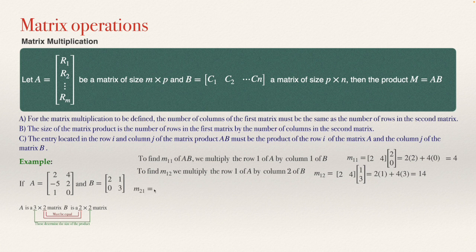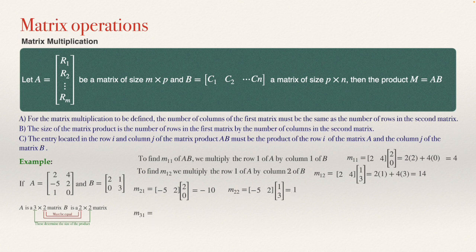And what about M21? It will be the second row of the first matrix multiplied by the first column of the second matrix. So it will be -5, 2 multiplied by 2, 0. So it will be -5 times 2, that is -10, and 2 times 0, that is 0, so -10 plus 0. So it will be -10, the answer. M22 will be the second row, second column: second row of the first matrix, second column of the second matrix. So it will be -5, 2 multiplied by 1, 3. So it will be -5 plus 6. So it will be 1.